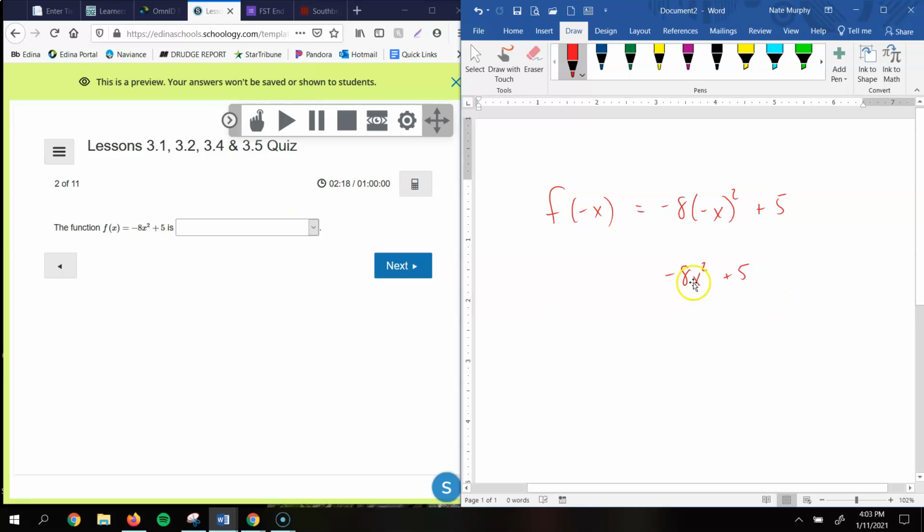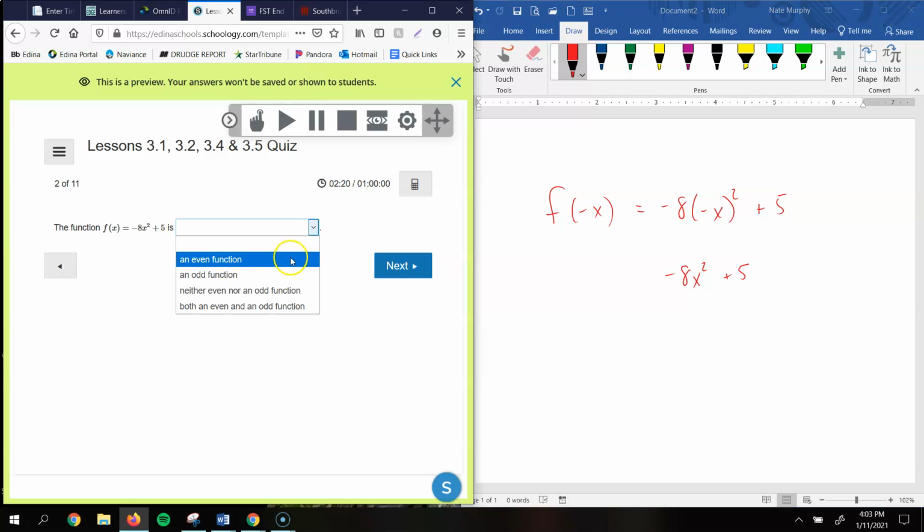Anyhow, so we end up with negative 8x squared plus 5, which is the same as what we had originally, so that tells me it's an even function.